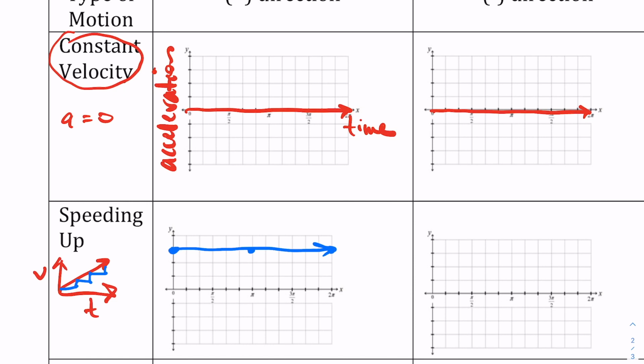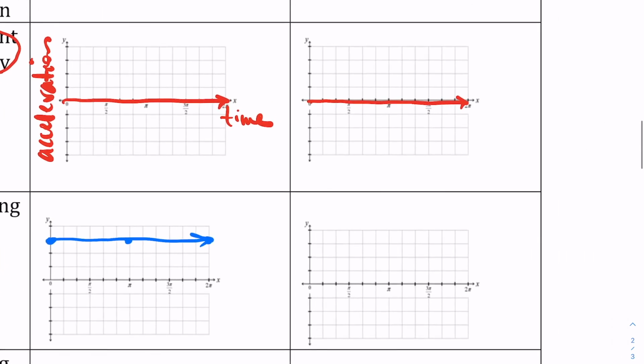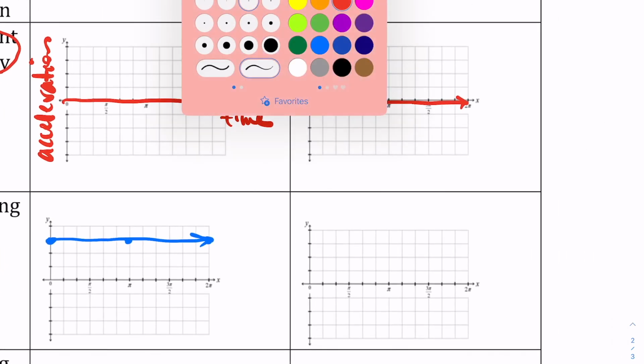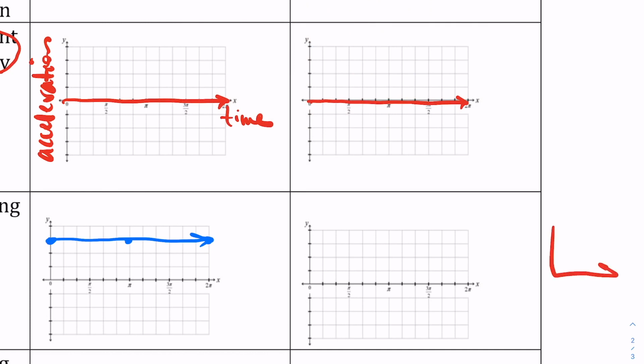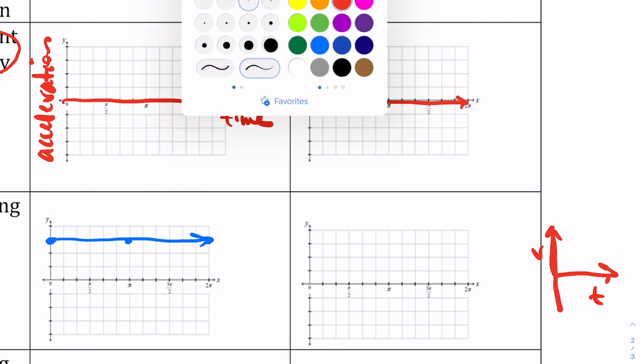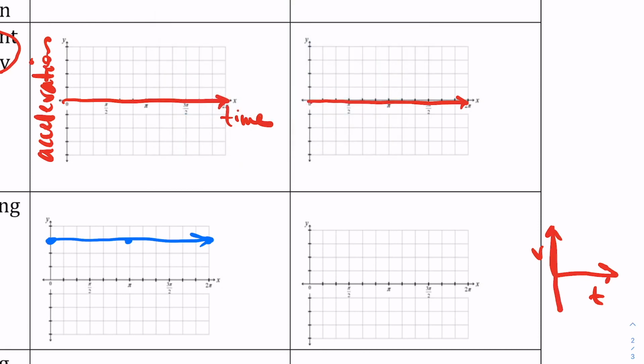And if you were speeding up in the negative direction, you would get a v versus t graph looking like this. Here's your velocity, here's your time, and I should extend it. Speeding up in the negative direction means that you're going this way, right? And so now you have a consistently negative slope. And so you would just have an acceleration that looked like that.